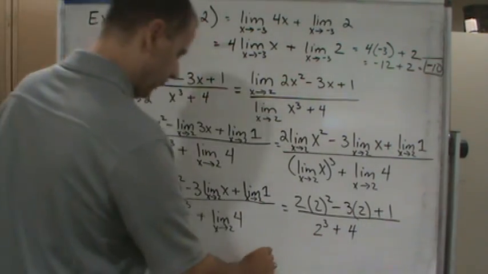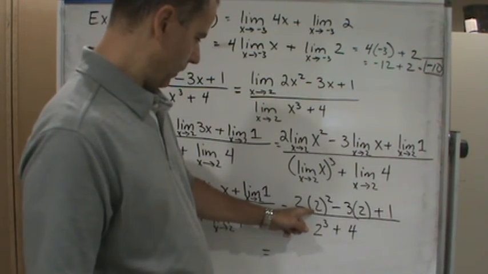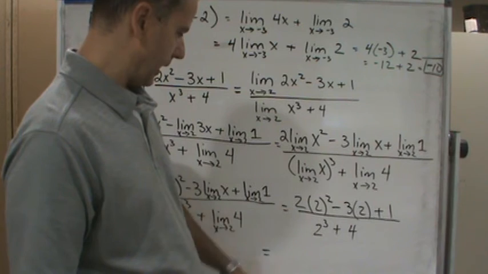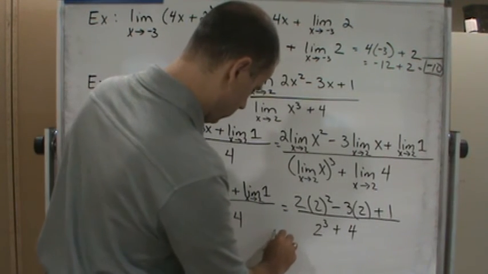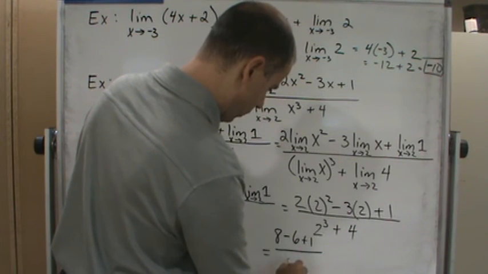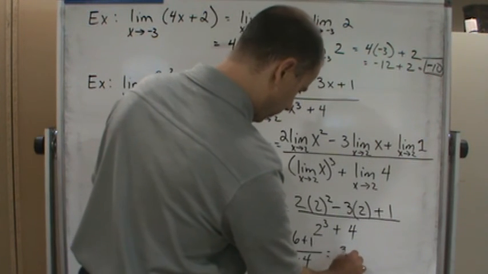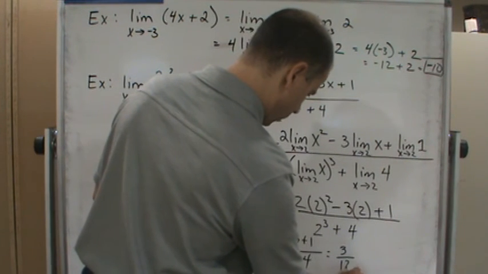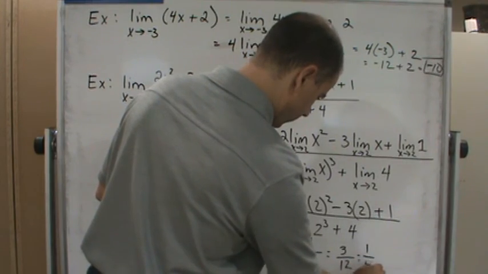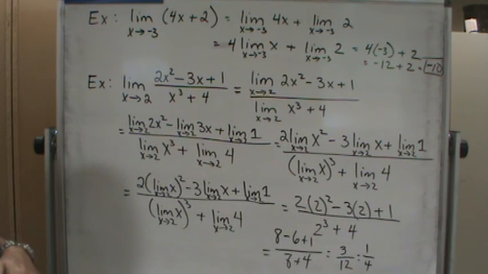And then, so for our final answer, we're just going to simplify this. So this gets what? We get 2 squared times 2 is 8, minus 6 plus 1 over 8 plus 4, which is going to equal 3 over 12, or 1/4. And so the limit of this expression, of this function, is 1/4.